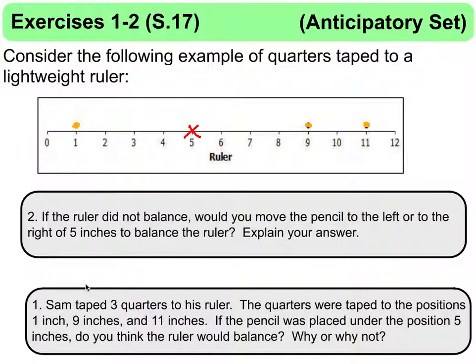And then the teacher is going to bring up if the ruler did not balance. So let's say it did not balance. If it did not, would you move the pencil underneath the ruler to the left, or would you move the pencil to the right in order to get it to balance? Then the teacher will give the students the opportunity to discuss and explain their answer. And there is no right or wrong answer right now. They're just theories and thoughts and ideas.